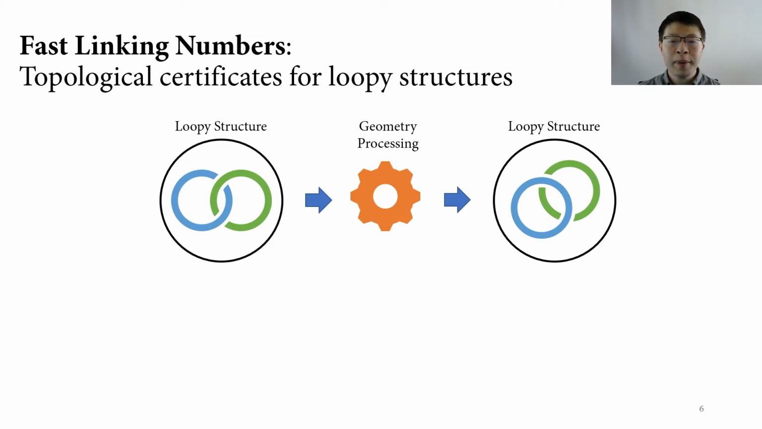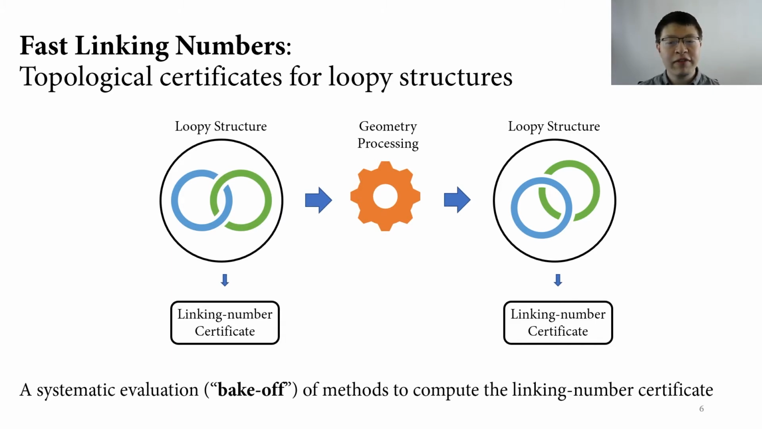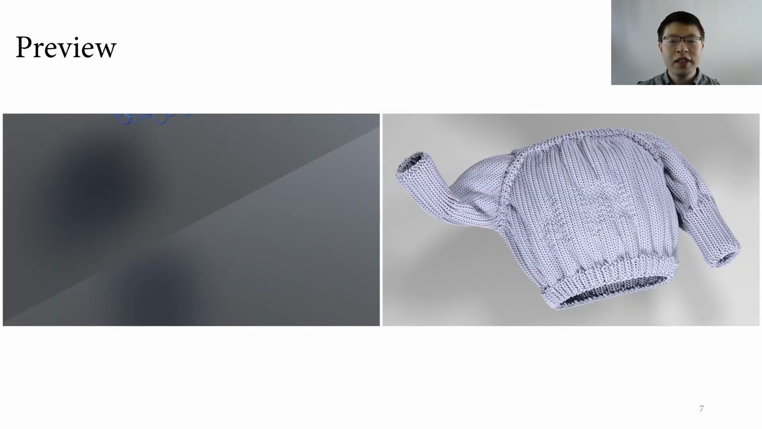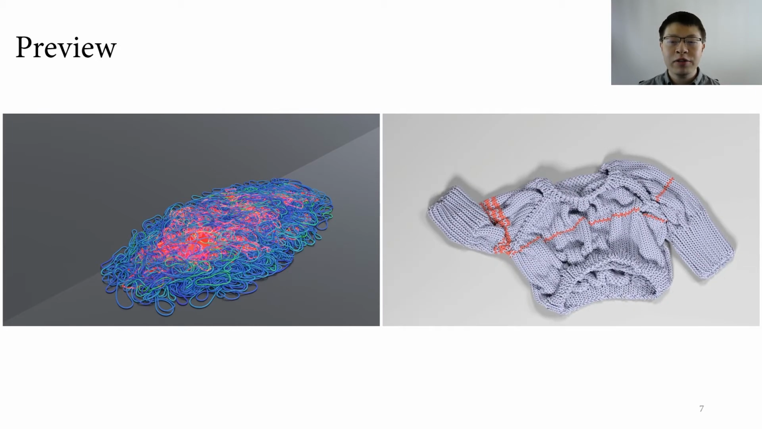So in this work, we propose fast linking numbers, a topological certificate for loopy structures. Given the model state, our method will compute a linking number certificate before or after processing to enable automatic topology verification. Our other contribution is a systematic evaluation of methods to compute this linking number certificate. In these simulation examples, we compute a certificate during each frame and detect changes in the topology. On the left, as 1,000 free rubber bands slide in the simulation, illegal linkages are marked in red. On the right, we highlight rows of a sweater model that pull through each other.